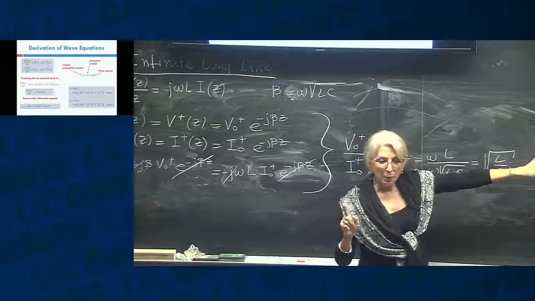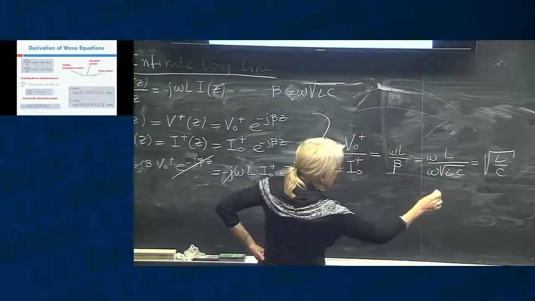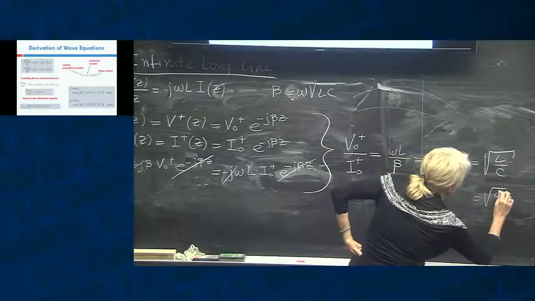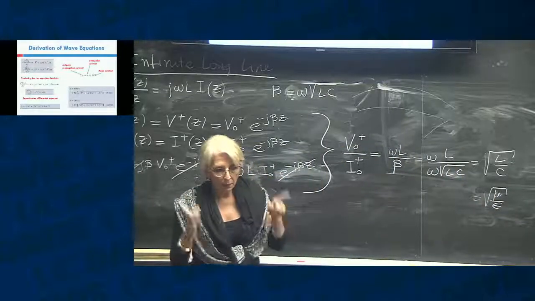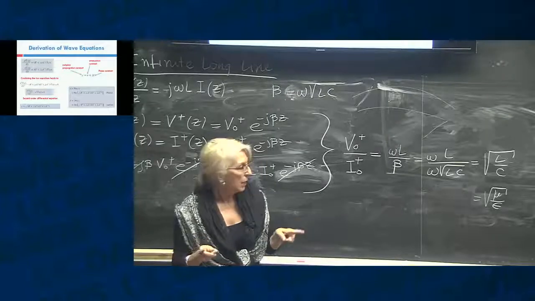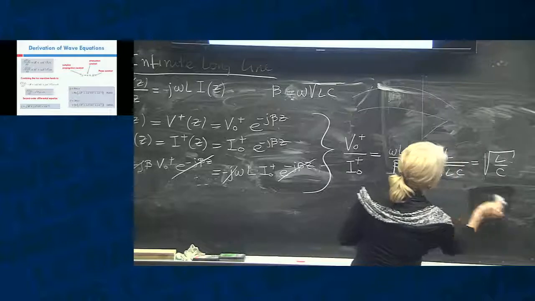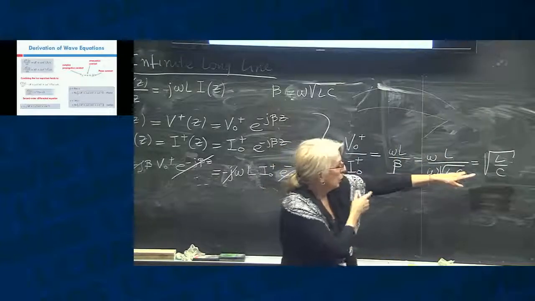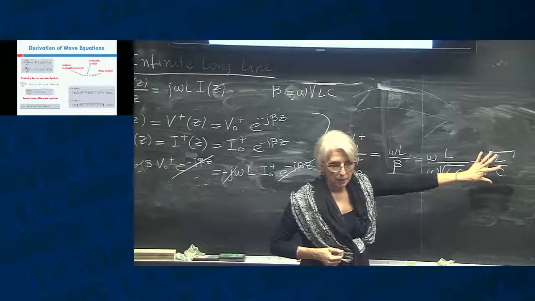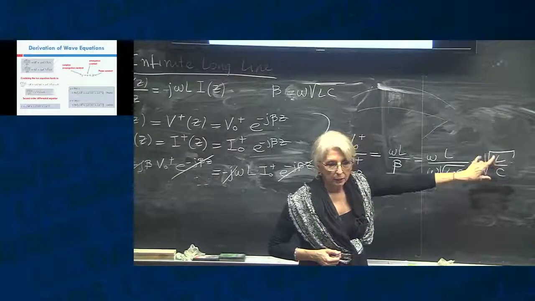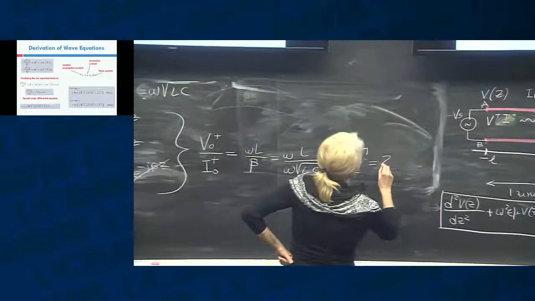For the parallel plate waveguide only, I would have found that this would have been square root of μ over ε, times h over w. Only for the parallel plate waveguide, not for anybody else. Okay, but here we want to stay general. This is a very important expression, and this parameter is called the characteristic impedance. The characteristic impedance of the line.